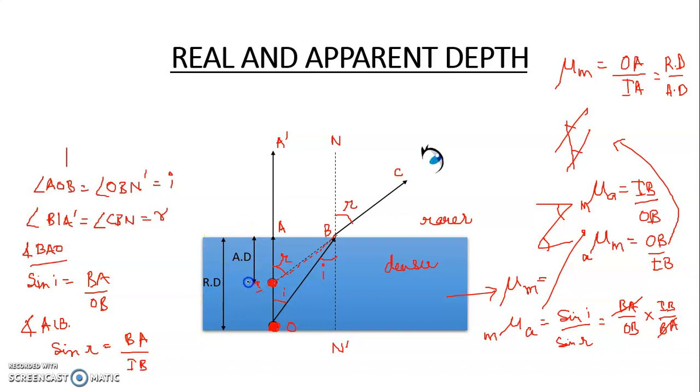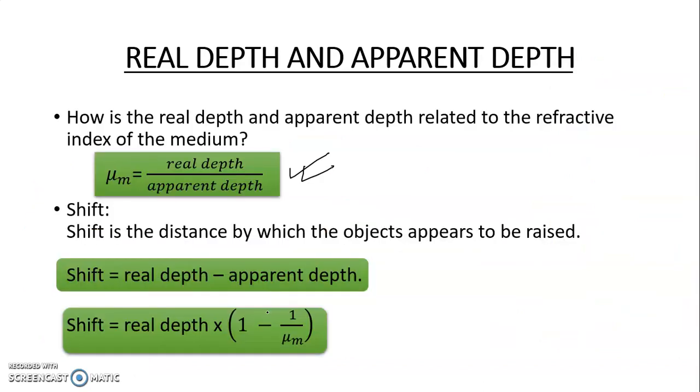The image has shifted. This point is called the shift. We can denote it with the symbol X. Now, how can we calculate the shift? Shift is real depth minus apparent depth. Let the real depth be as it is.